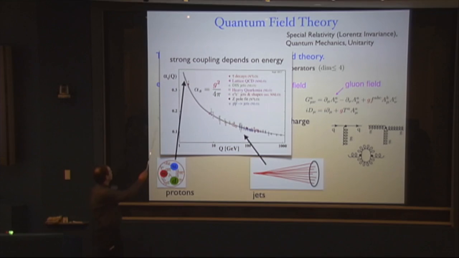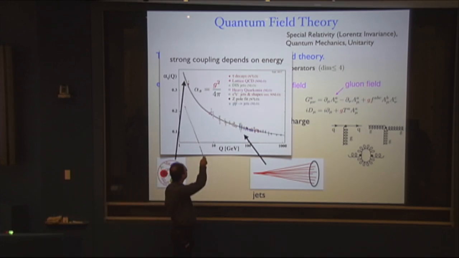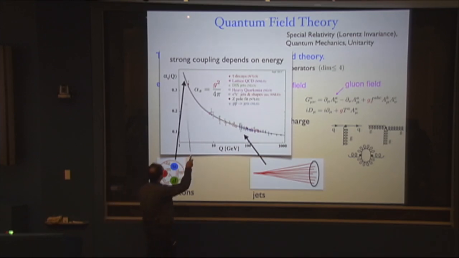So this is the coupling as a function of the energy that you're probing. And this is something that you can predict. This behavior that you see in this line is something that you can calculate in this theory. And so you see on this plot that calculation compared to experimental data, verifying that this theory works.